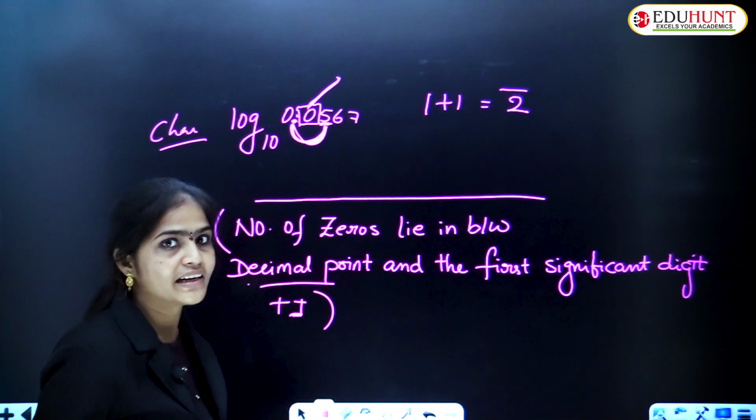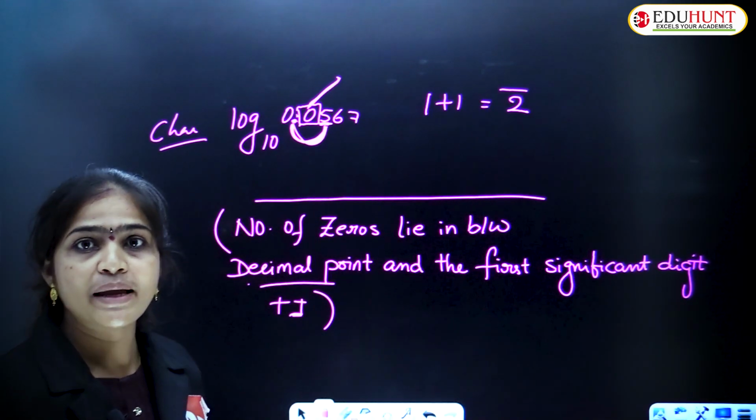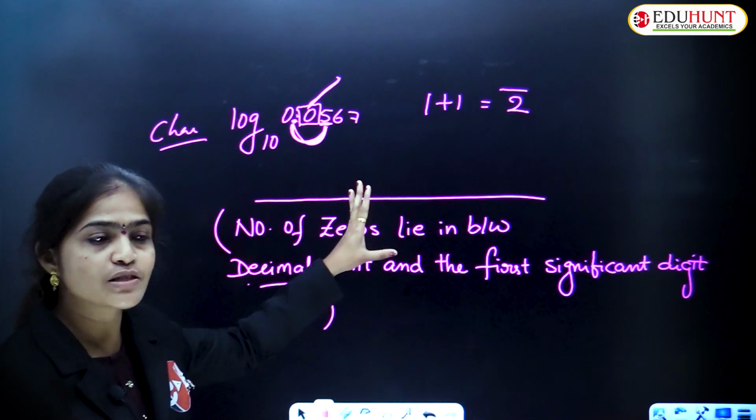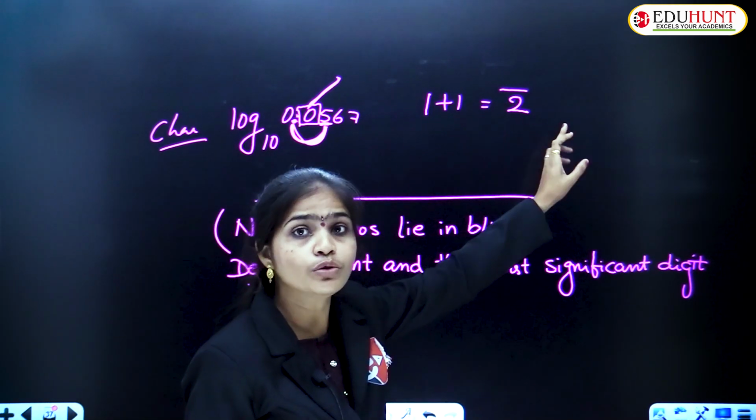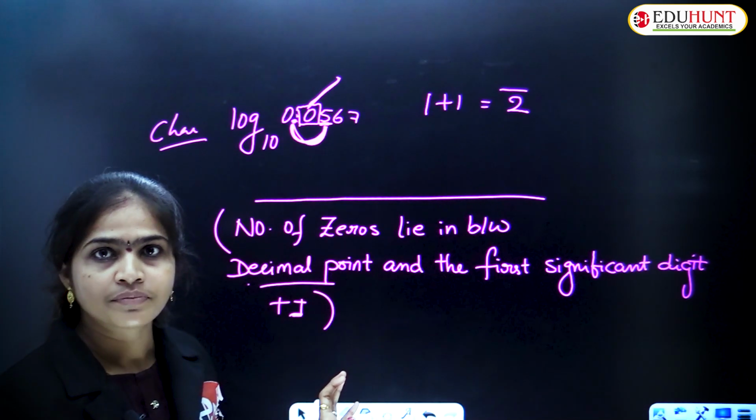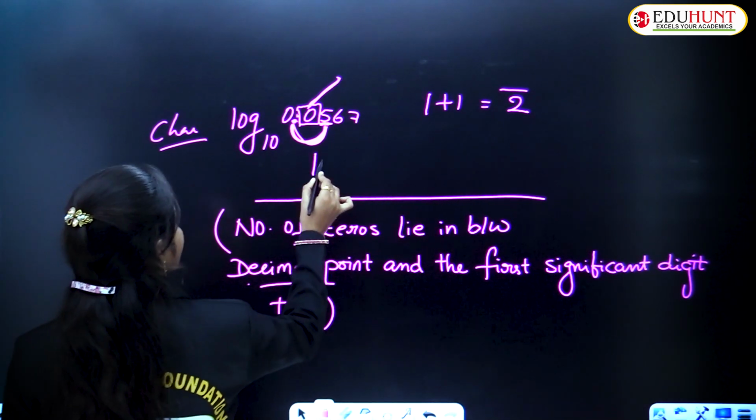Here we have to write it as 2 bar. Okay, why? Because this is for those decimal places, no? So that's why here, 1 plus 1, 2 bar. Clear? I'll tell you one more example.